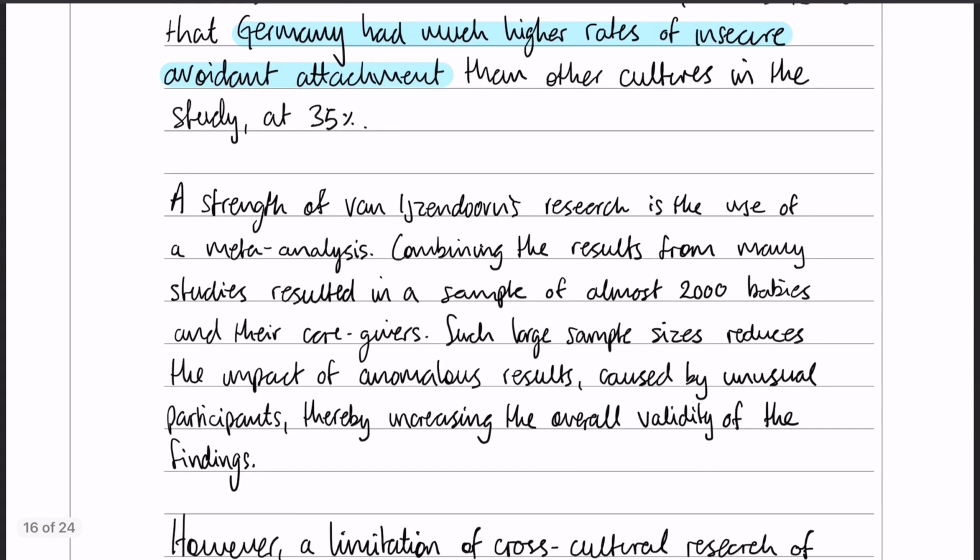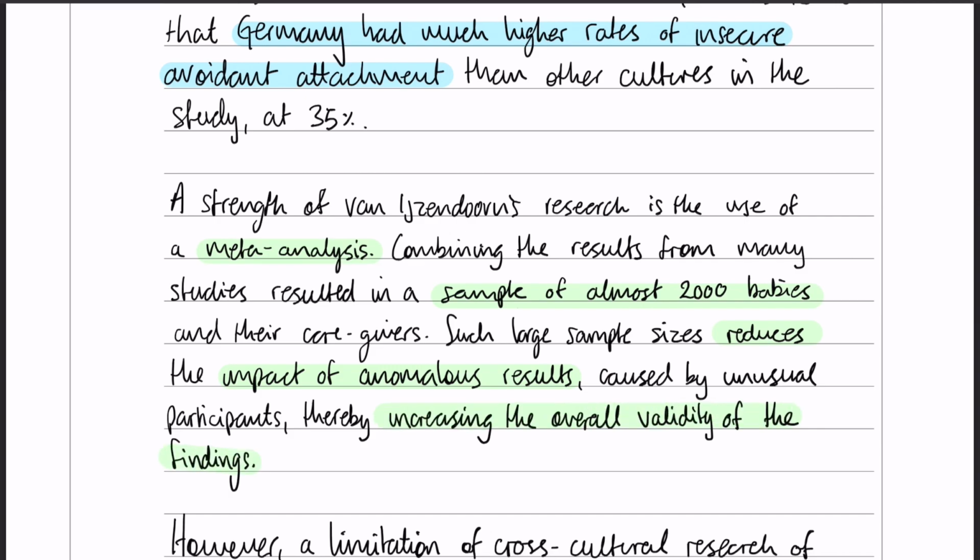Apologies for my handwriting. So we have a strength of the research is the fact that they did a meta-analysis. And the reason that is a strength is because they had a massive sample of around 2,000 babies and their caregivers. Now, the reason that such a big sample is good is because it reduces the impact of anomalous results.